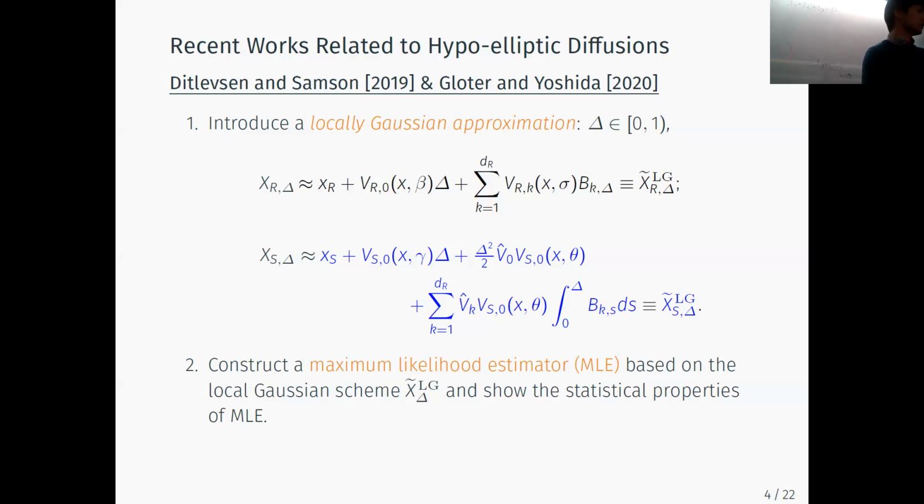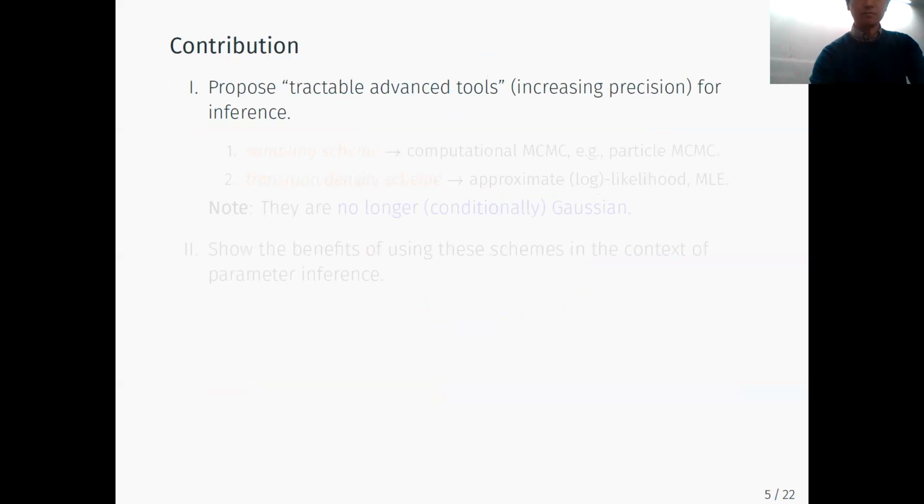Then, using this approximate likelihood, we construct the maximum likelihood estimator, and then they show statistical properties such as consistency and asymptotic normality. So this is the early work. So let's move to the contribution of this work.